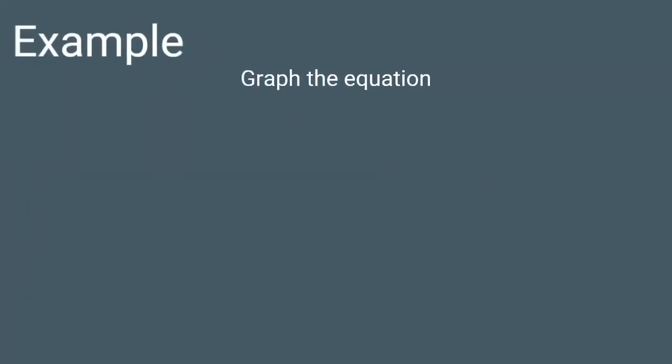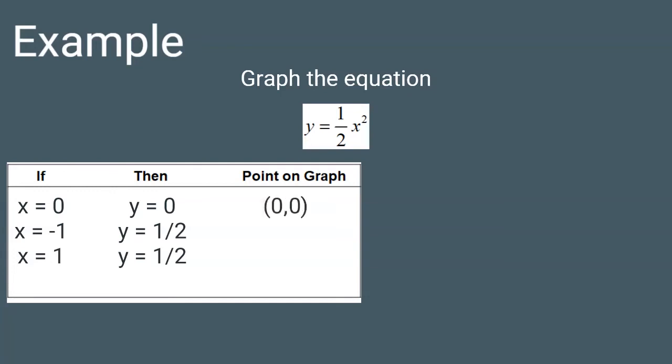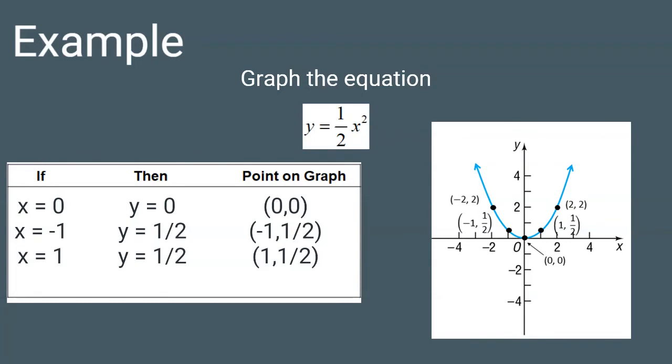Let's do one more, but change up our equation. Our equation is now going to be y equals 1/2 x squared. Again, we're going to start with our table, and I'm going to use the same three x values that I used for the last example: 0, -1, and 1. When you plug in those x values, you get y equals 0, y equals 1/2, and y equals 1/2 again. This gives me three points: (0, 0), (-1, 1/2), and (1, 1/2). Plotting these points and connecting them with a smooth curve gives a graph, a parabola, shown like this.